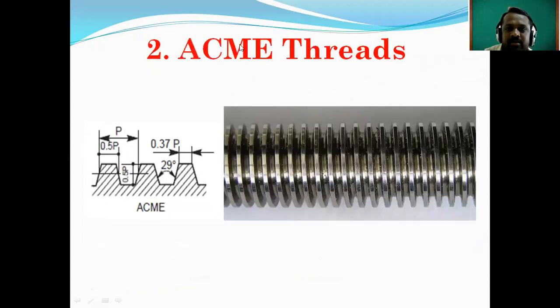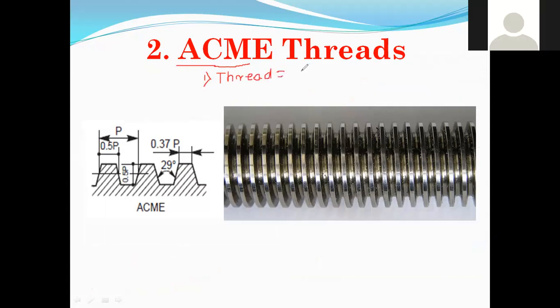Okay, ACME thread. And what is meant by the ACME thread? Just we should know first upon which parameter we have to check the angle. What is the thread angle for that ACME thread? The thread angle for the ACME thread is 29 degree.